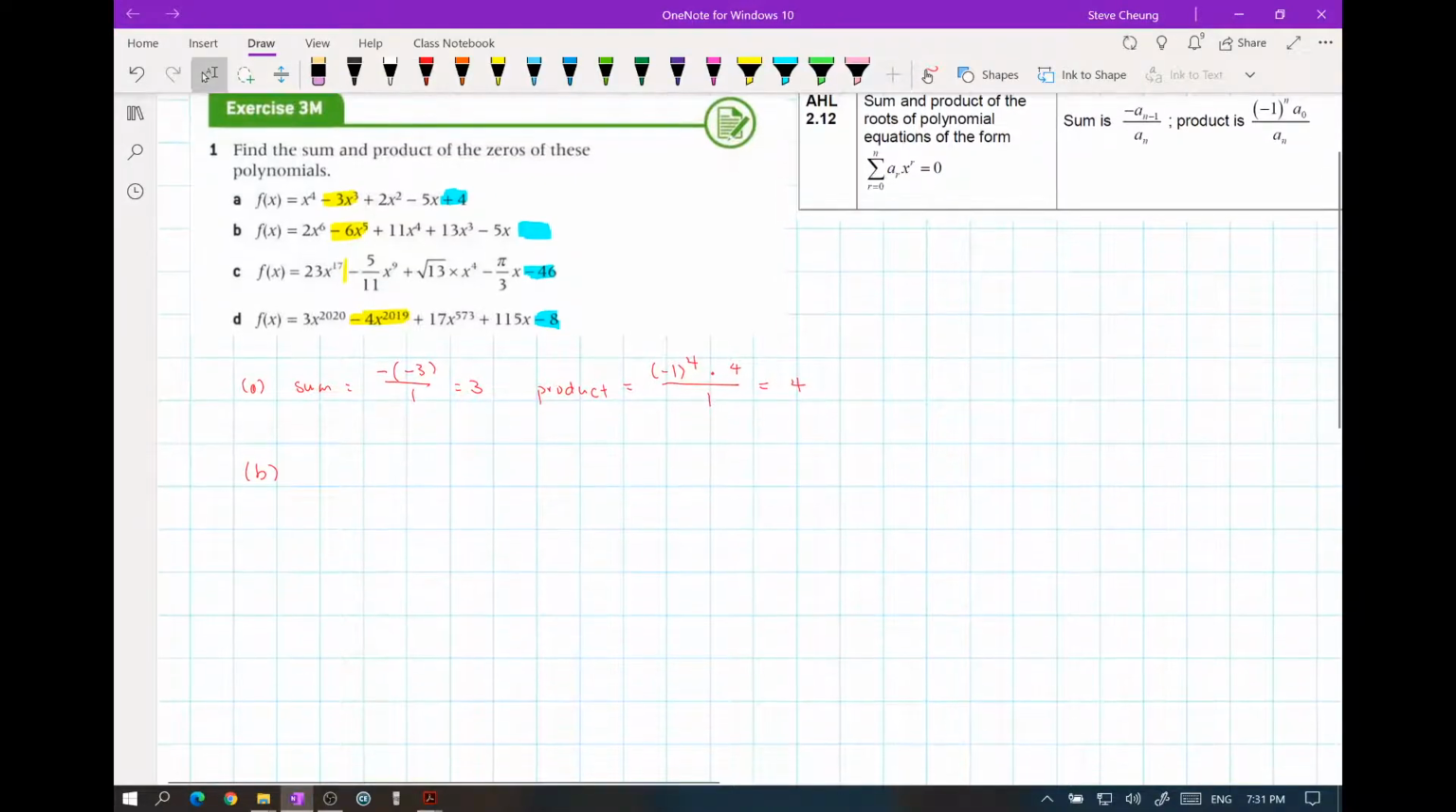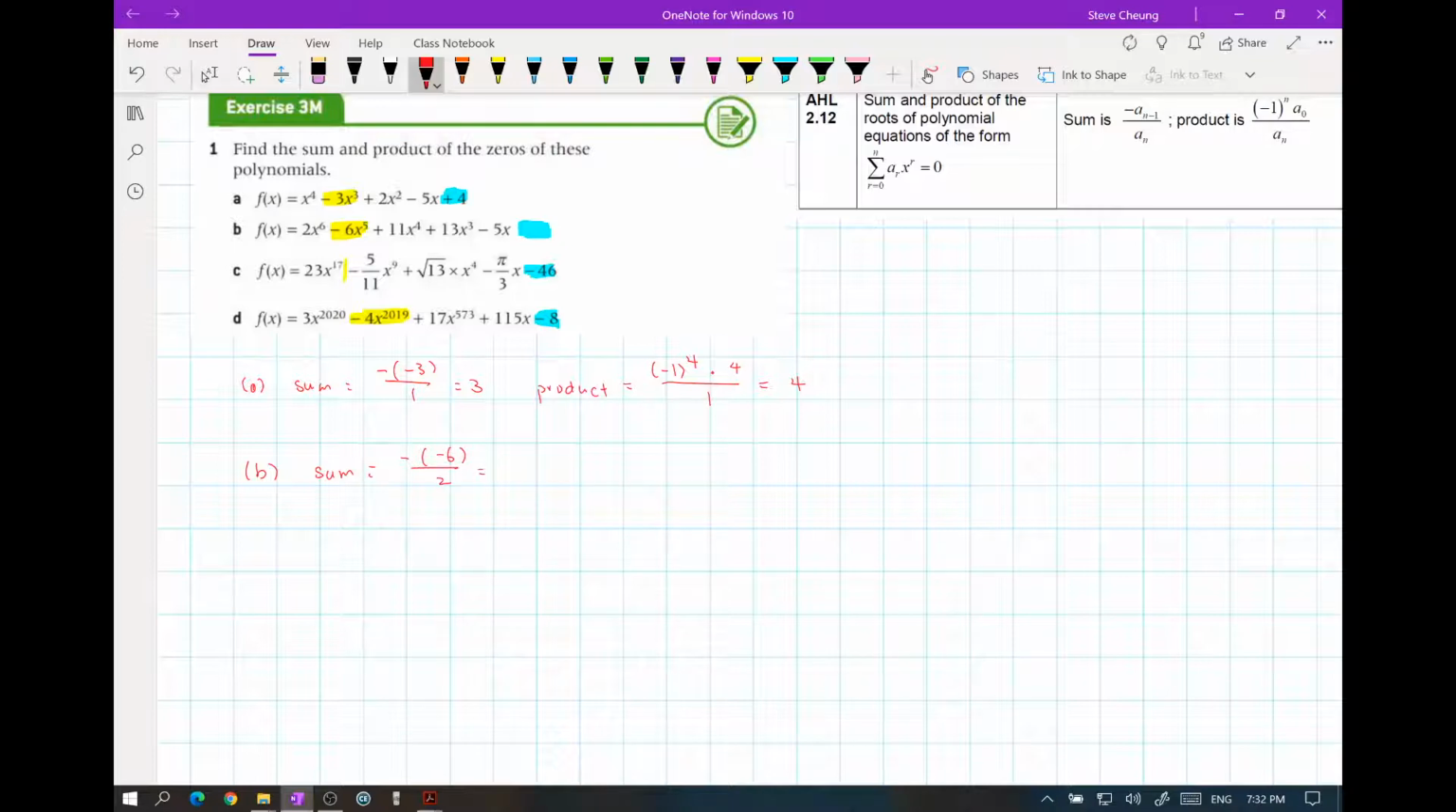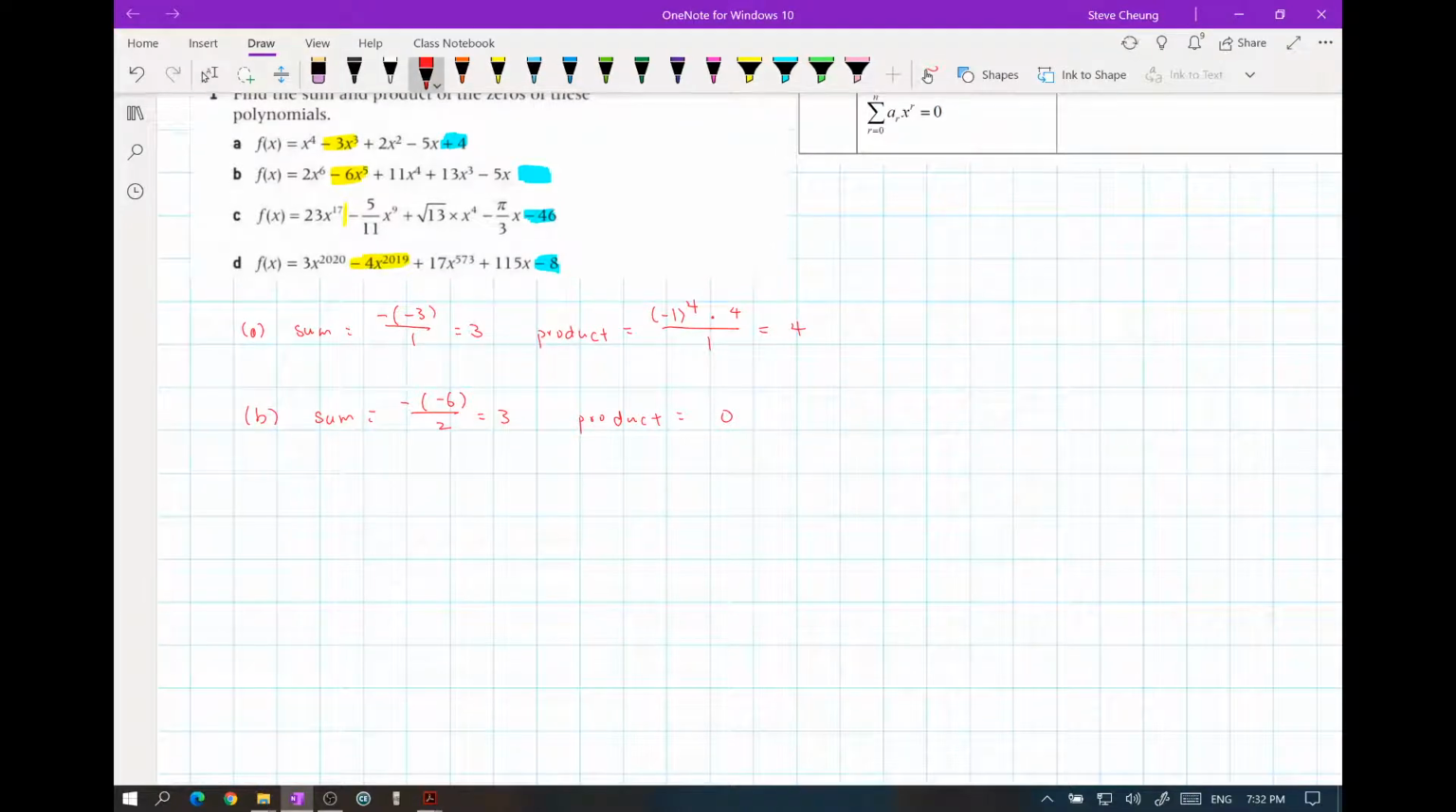For B, we have the sum to be negative of -6 over 2. Again, that's 3. For the product, it should be obvious enough that that's 0. I don't care if it's positive or negative, it's 0. Okay? 0 is 0. It's neither positive or negative. Because this doesn't have an x to the power 16th term, that means that sum is 0 automatically.